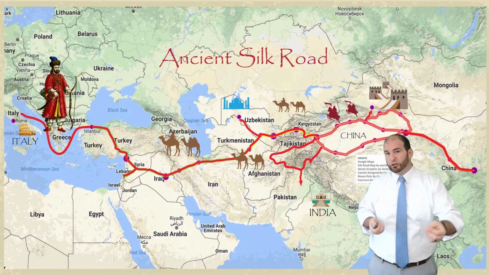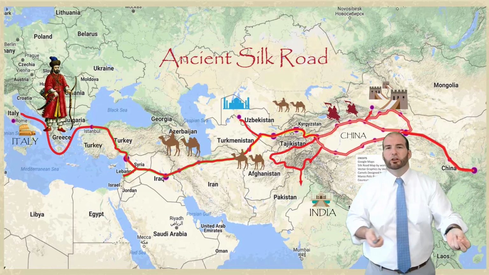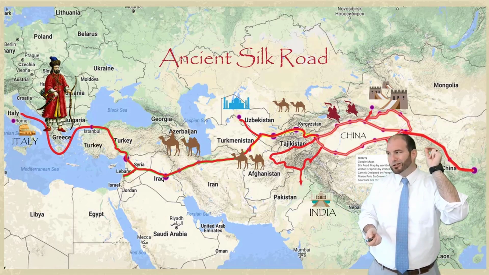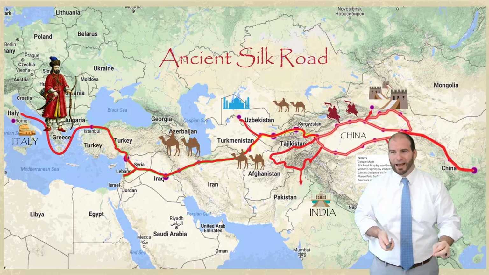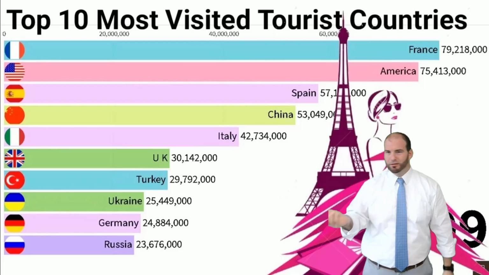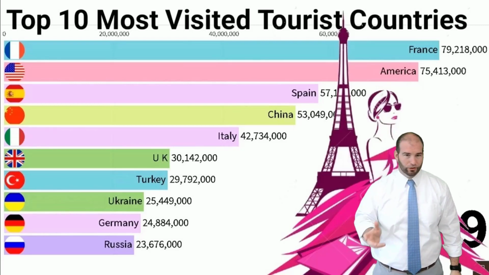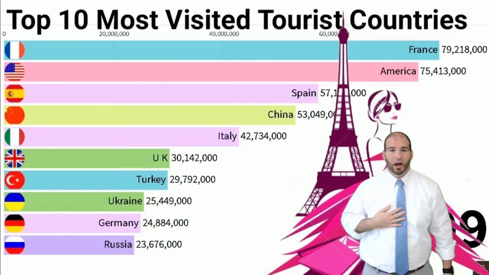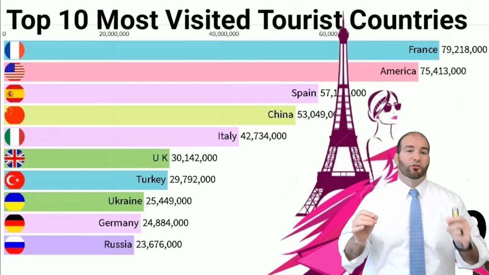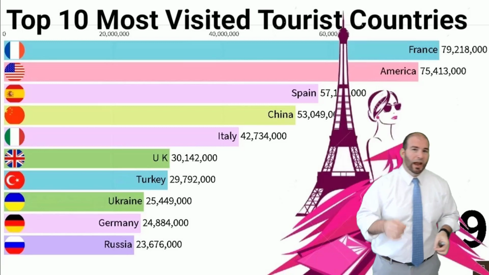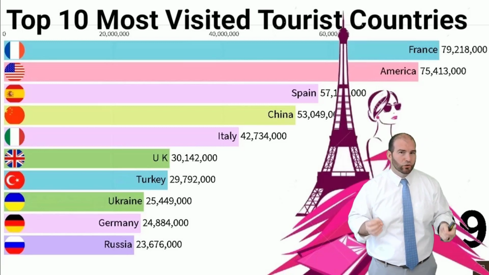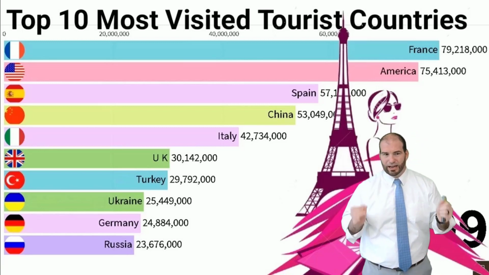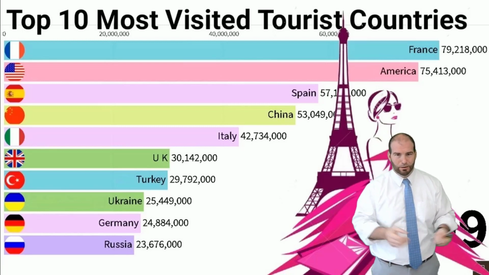So what this leads to, this cultural exchange, is the appreciation of the other countries, and this leads to tourism. Now, you might not realize how important tourism is to an economy. It is very important, all right? So these are the top 10 most visited tourist countries, all right? And notice, these countries all trade heavily and typically try their hardest to get along with people.